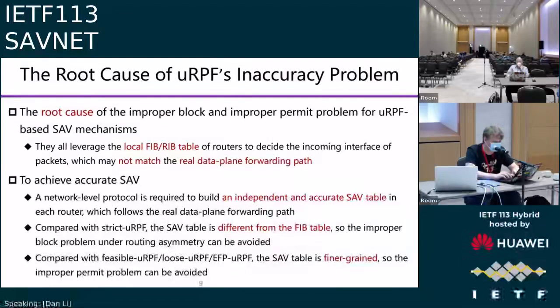Because when the packets come from a path that is beyond the feasible paths, just like the example we used in the interdomain scenario, it will cause improper block, because maybe the AS does not learn the routing path of the actual data plane forwarding path because of some routing policies. So this will cause an improper block problem. And this kind of feasible path solution will also lead to an improper permit problem, which is very straightforward, right? Because there are multiple feasible paths, but the real data plane forwarding path is only one. So of course there will be some improper permit problem.